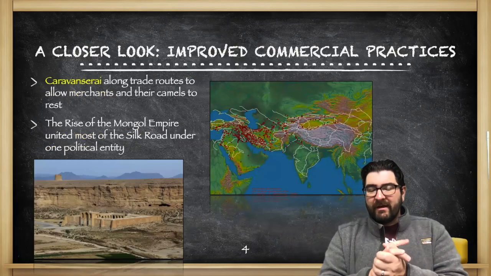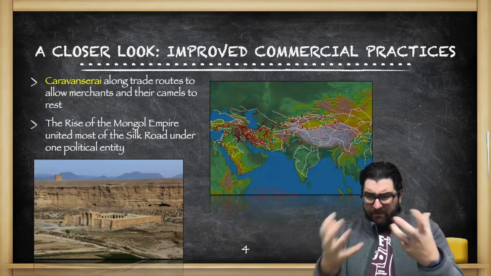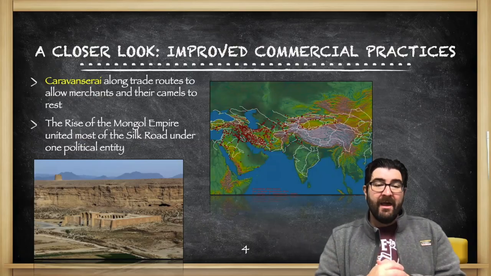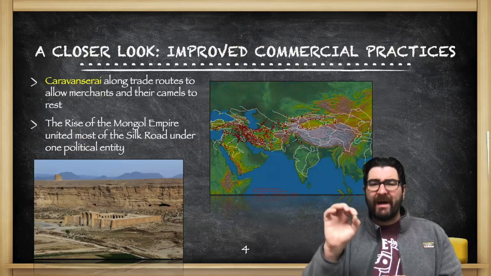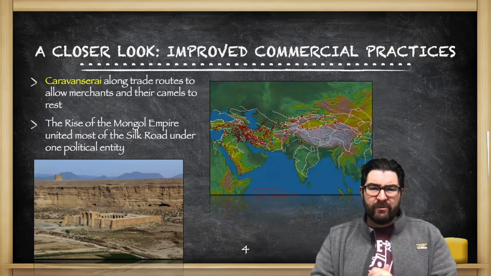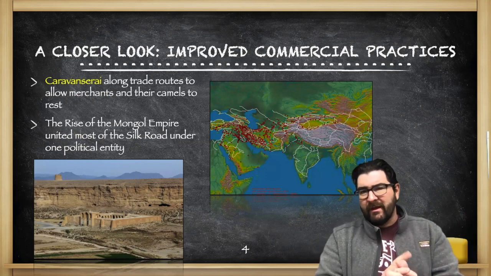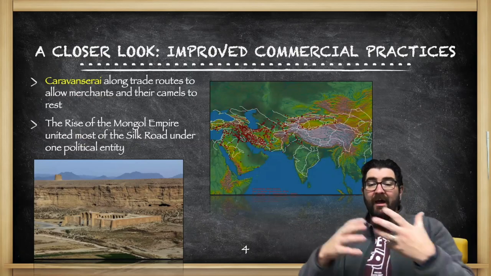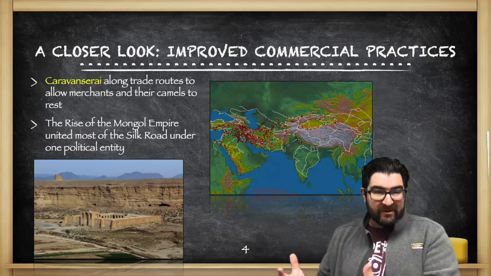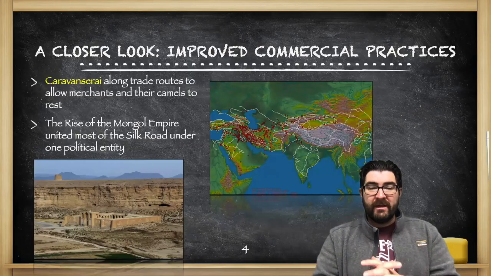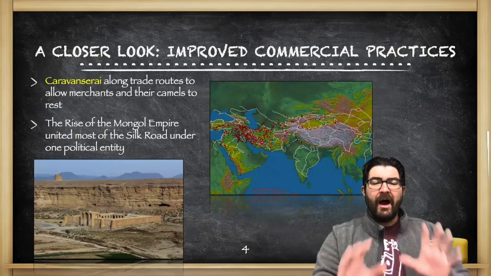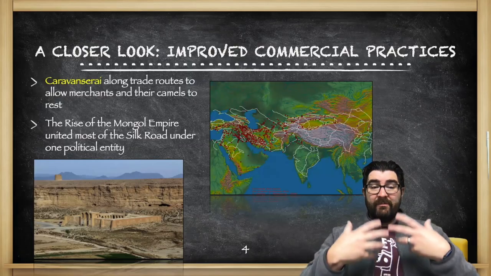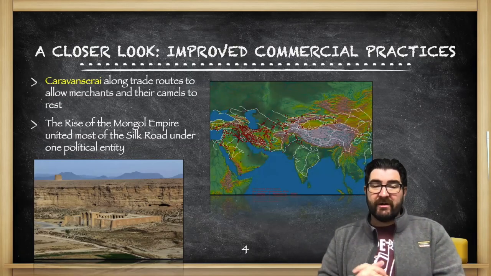In addition to these financial instruments, we also have some practical things that make life easier for merchants. For example, caravanserai. Caravanserai are stop houses, rest stops along the trade routes, and we're going to see these sprinkled throughout the Silk Road trade routes. This is a place where merchants can stop after a long journey. Their camels can get watered, their horses can get watered. They can rest for an evening before heading on their way. This is also a way that government institutions would support trade by financing and supporting the construction of these caravanserai.